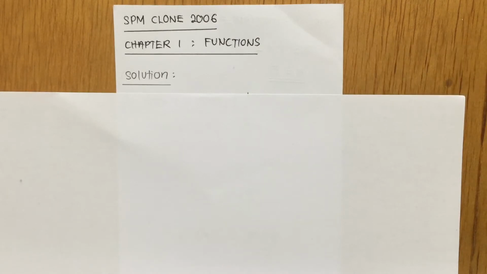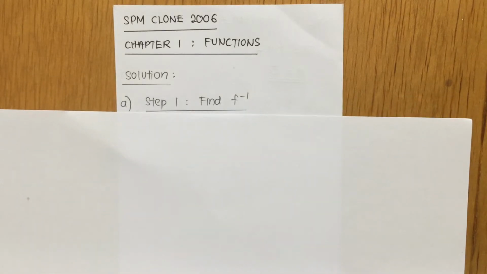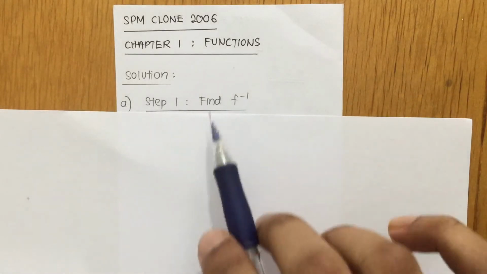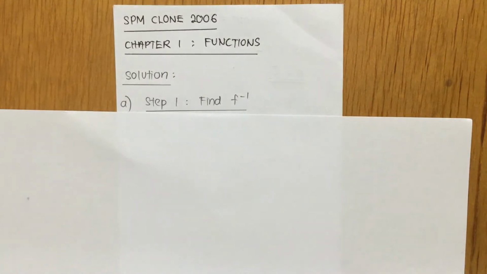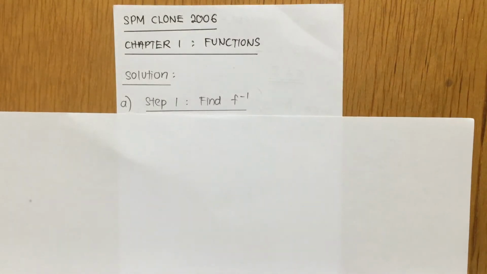Alright, let us start our discussion by beginning with the question part A now. The first step we need to do in this question is find the f inverse. Once we find this f inverse, then only can we proceed to find the composite function f inverse g. So let us start by finding the f inverse first.